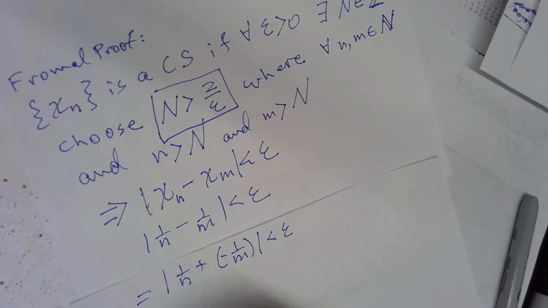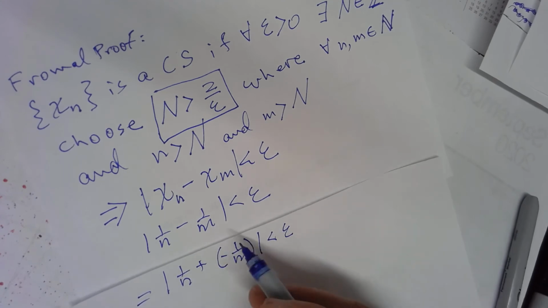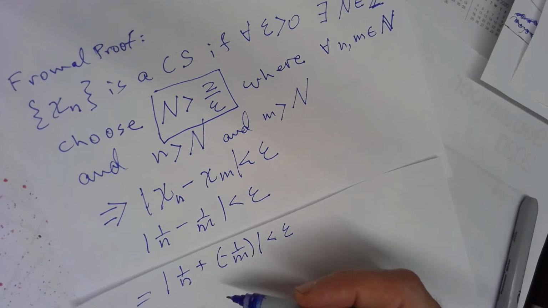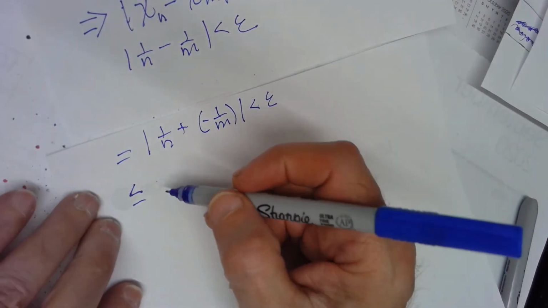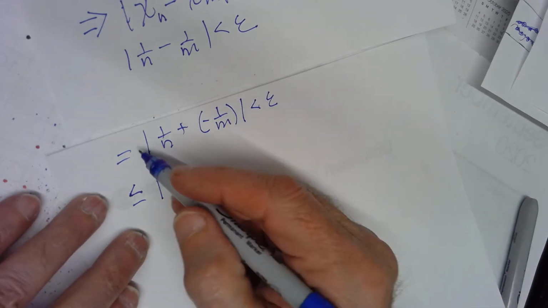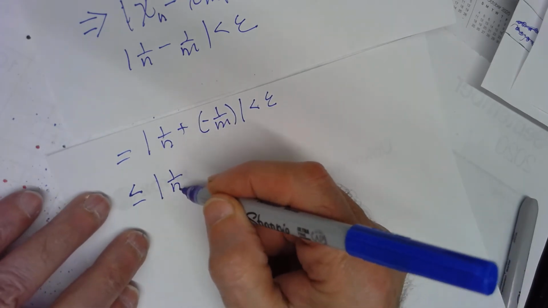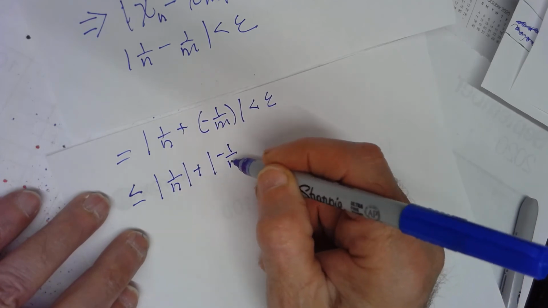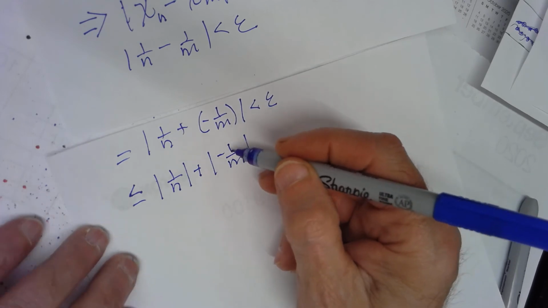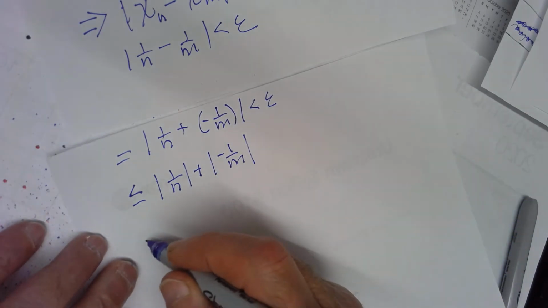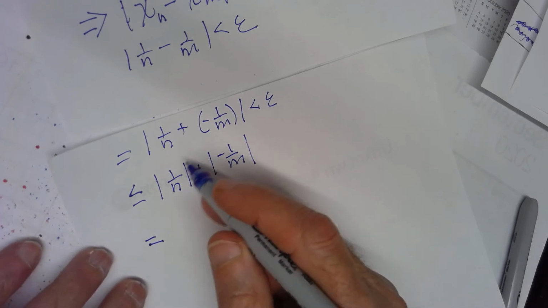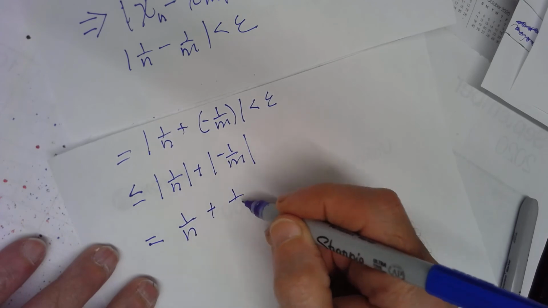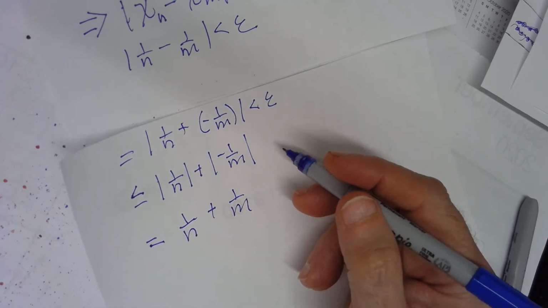From here we can split it. Now we're going to apply the triangle inequality, so this sum is less than or equal to the absolute value of 1 over n plus the absolute value of negative 1 over m. We said before that we can make that positive, and we're going to go ahead and drop all of the absolute values since they're positive anyway. So this is 1 over n plus 1 over m.